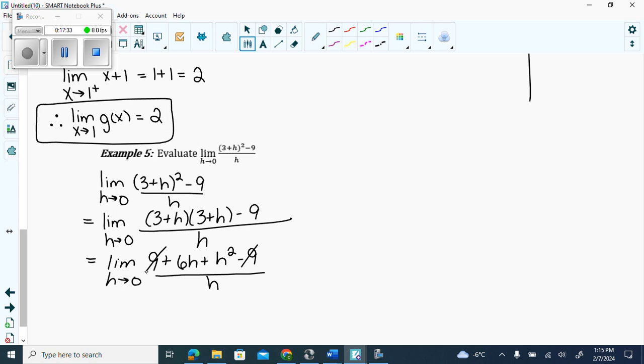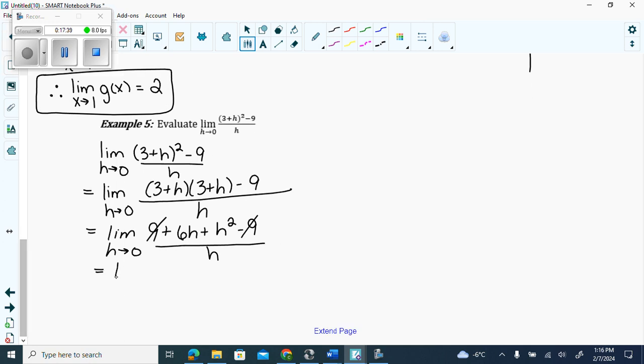What could I do next? Yeah, take a GCF of h out of the numerator. Because the h in the denominator is my issue, right? If I can get that h to cancel off, I can do direct substitution. So I'm going to get h bracket 6 plus h all over h. The h's cancel. And now my issue is gone. Yes?